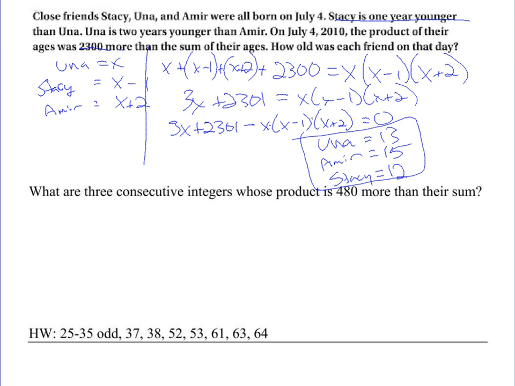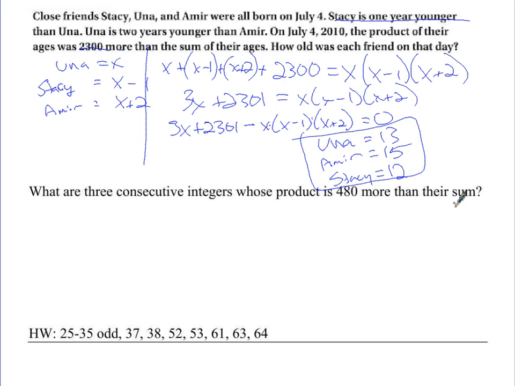Let's get this one set up here. What are 3 consecutive integers whose product is 480 more than their sum? 3 consecutive integers. What that means is, like 1, 2, 3, those are consecutive. 8, 9, 10, those are consecutive, okay? We want 3 consecutive integers that follow this right here. The product is 480 more than their sum.